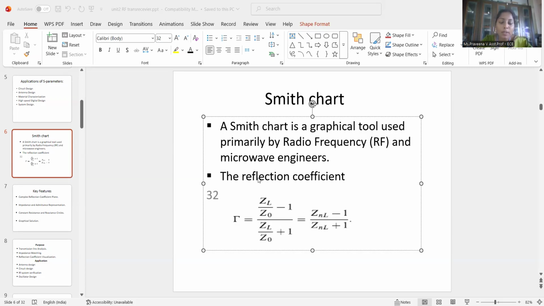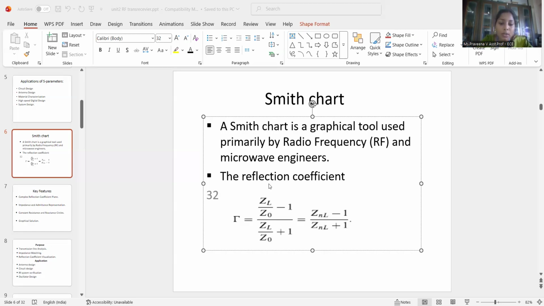That is, it provides a convenient way to represent a complex impedance, reflection coefficient, and admittance in a single chart. You have already learned about the Smith chart in control systems itself, right? So instead of performing a lengthy calculation, engineers can use a Smith chart to visualize the impedance transformation, and it is used to determine the reflection coefficient, and it is used to calculate the VSWR. VSWR is nothing but voltage standing wave ratio. And it's used to design matching networks quickly and accurately.